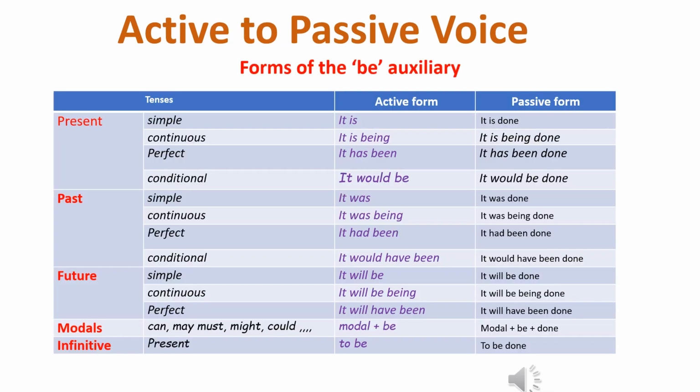Another important issue in the passive voice is the be auxiliary. You should know how to conjugate the verb to be in all tenses, and this is because the passive voice in English occurs in all tenses of English.